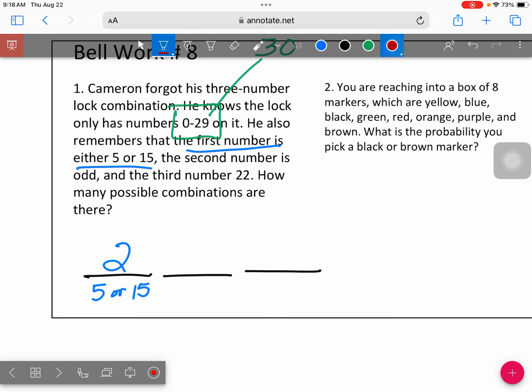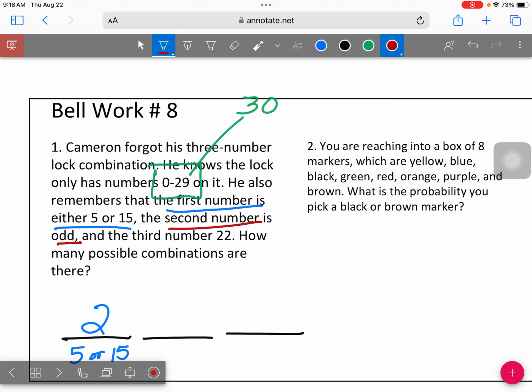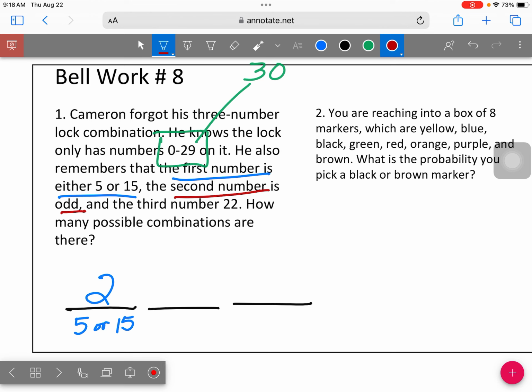The second number is odd. So if I have 30 total, how many will I have that are odd? 15, because you divide it into the 2 groups of odds and evens, which is 15. So that 15 goes here.